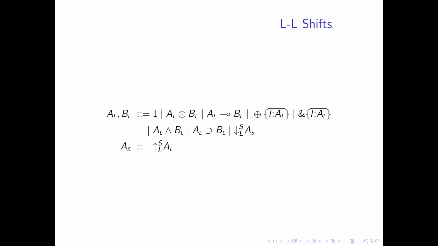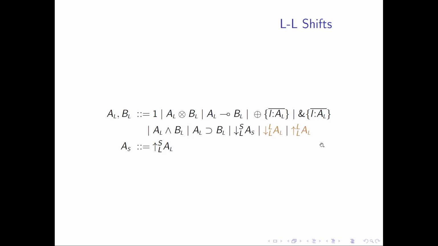So I want to summarize the grammar of our session types. And the key point are these arrows. These are the arrows that we introduce at the shared layer, and the rest are fairly standard. And we also add in these two new shifts. These are down and up shifts from L to L. And the key point is that they're both linear.